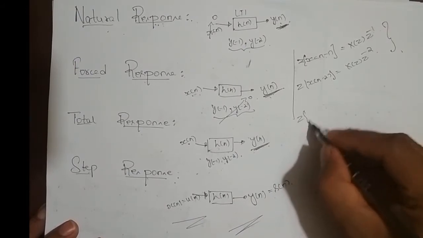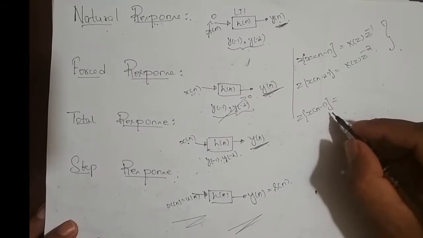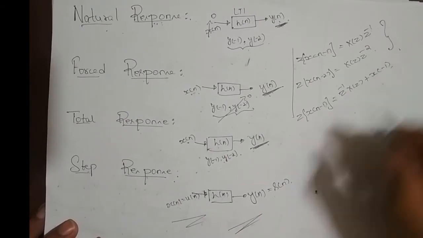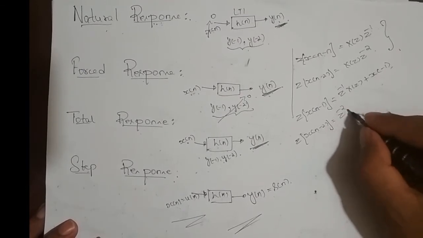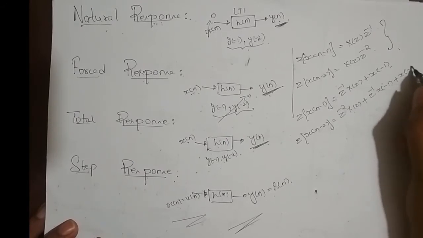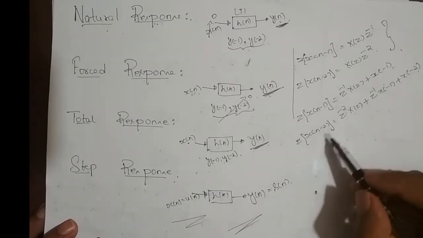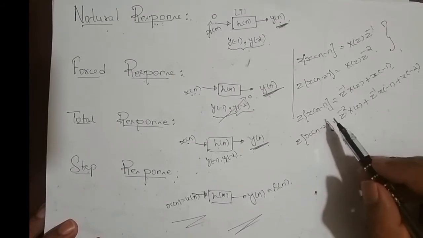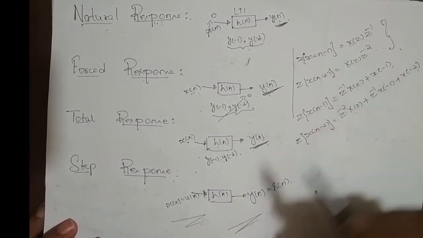But what is the unilateral Z transform of x of n minus 1? Again, it's the time shift property of the unilateral Z transform. It is z power minus 1 X of z plus x of minus 1. The unilateral Z transform of x of n minus 2 is z power minus 2 X of z plus z power minus 1 x of minus 1 plus x of minus 2. We discussed this in the unilateral Z transform properties. Basically, the unilateral and bilateral Z transform properties are the same except the time shift property, and this is the difference.